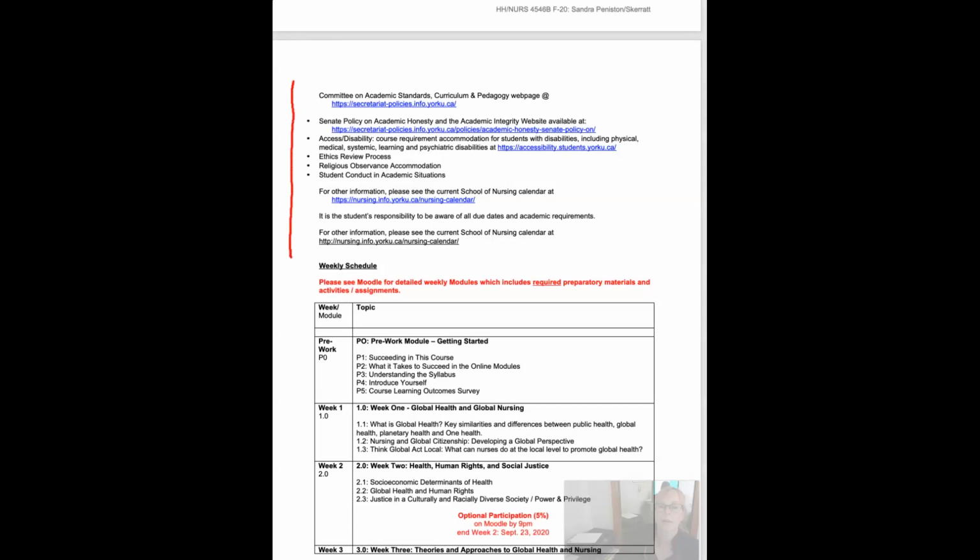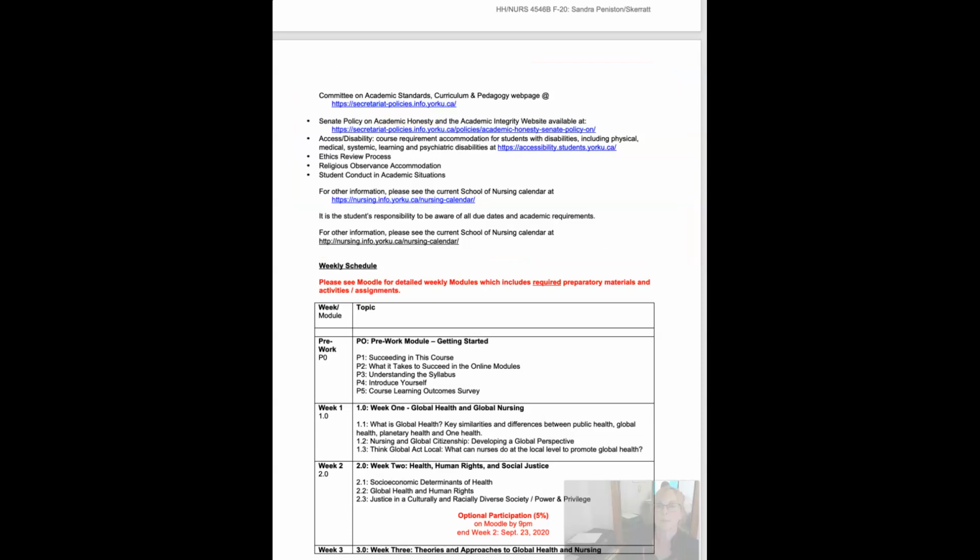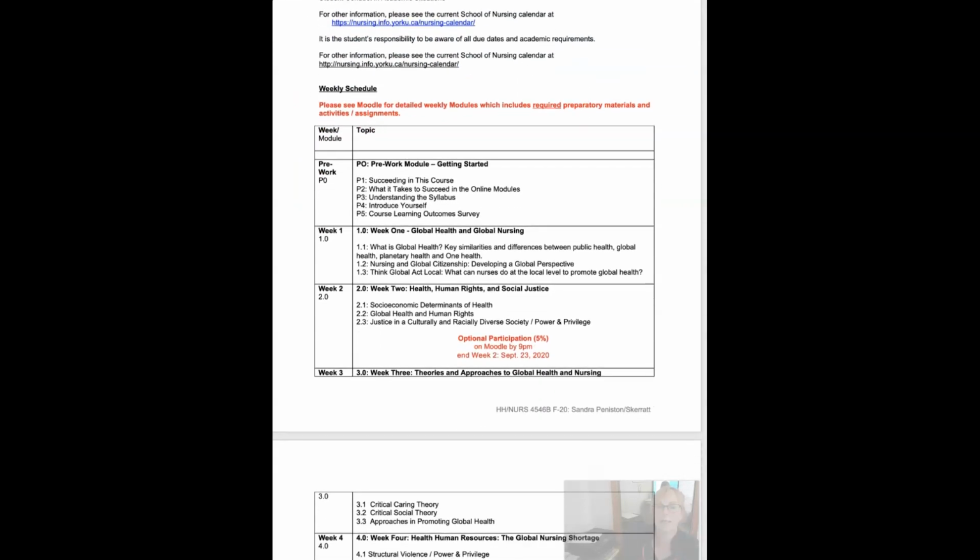This is information that's in all the syllabi for our School of Nursing. So make sure you know the Committee of Academic Standards, your Senate policies on academic honesty, and any other policies that you are required to be familiar with. Okay, so let's move on to the weekly schedule.